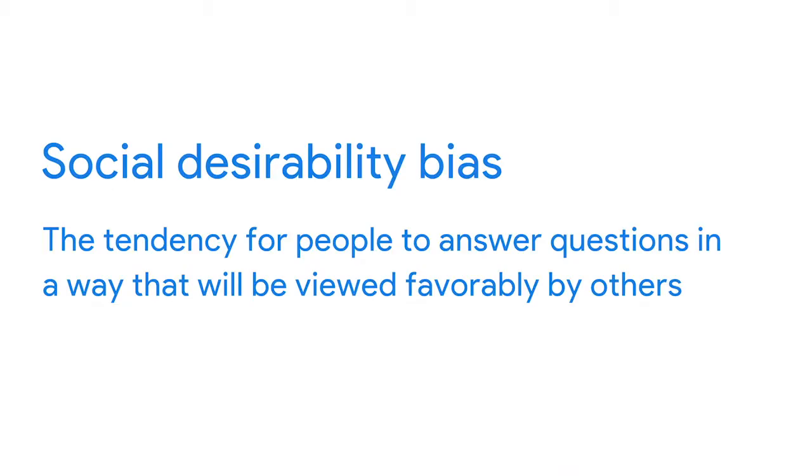Your goal is to improve the product's design, so remind participants that you actually need honest feedback in order to improve the product. The last bias moderators need to guard against is the social desirability bias, which describes the tendency for people to answer questions in a way that will be viewed favorably by others.